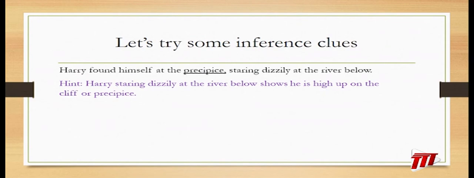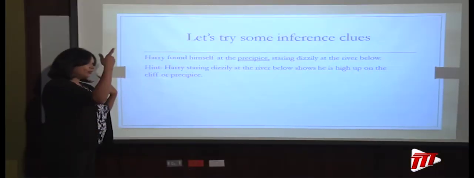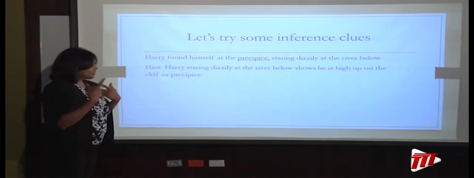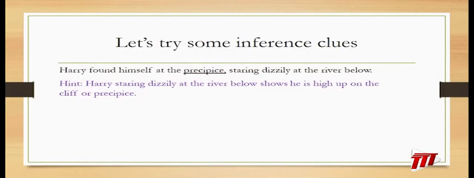So one, he's dizzy, and there's a river below, which suggests that he's on top somewhere. And if he's staring dizzily, it also suggests that he might be very high on top somewhere. So if you had answered that precipice might mean a cliff, then you're right. A precipice is a cliff. Harry is staring dizzily at the river below, shows he is high up on a cliff or a precipice.